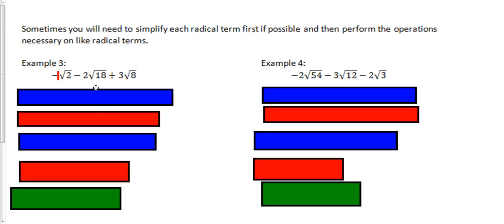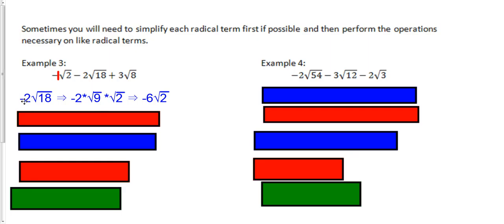But if we look at our terms, negative 2 square roots of 18, this middle piece right here, we can break up. Square root of 18 is the square root of 9 and the square root of 2. Square root of 9 we recognize to be 3. So negative 2 times 3 is negative 6. So this whole piece changed to negative 6 square roots of 2.